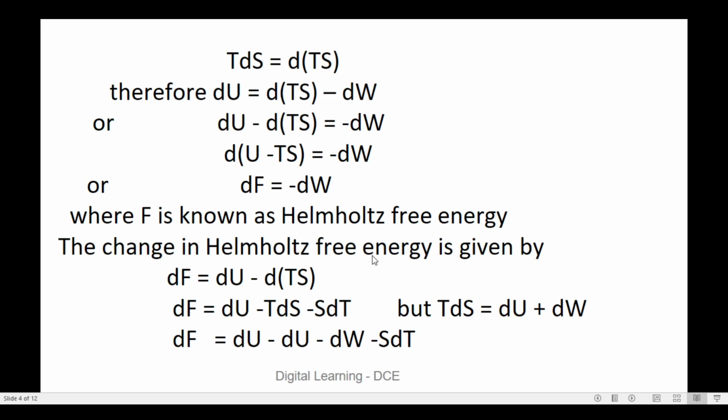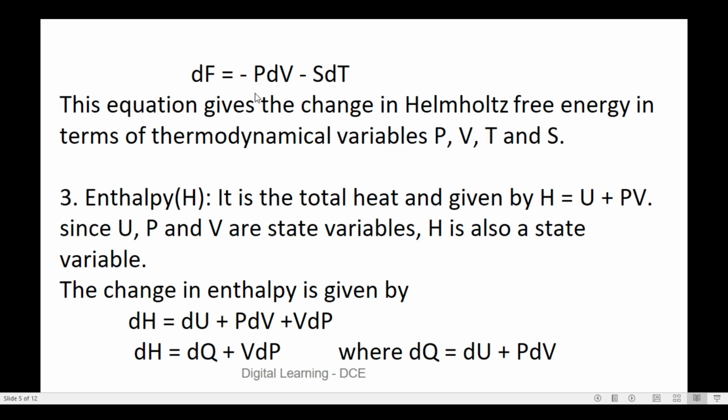So the change in the Helmholtz free energy is given by dF equals dU minus d into TS. So dF equals dU minus TdS minus SdT, on differentiating. But we have TdS is equal to dU plus dW. Substituting this, we get dF equals dU minus dU minus dW minus SdT. Simplifying this, we get dF equals minus PdV minus SdT. This equation gives the change in Helmholtz free energy in terms of thermodynamical variables P, V, T and S.